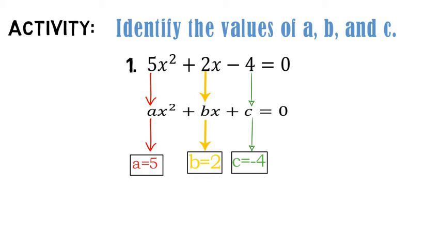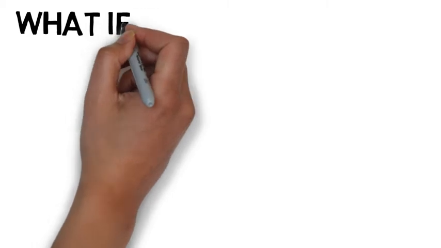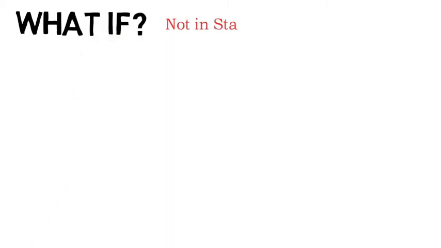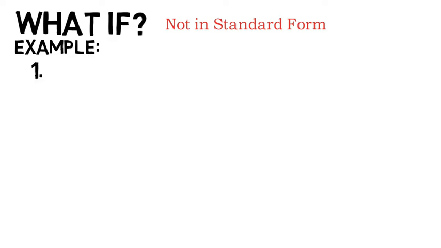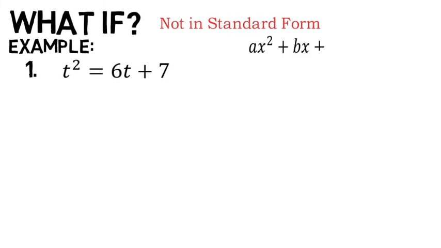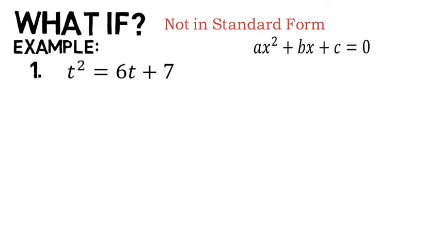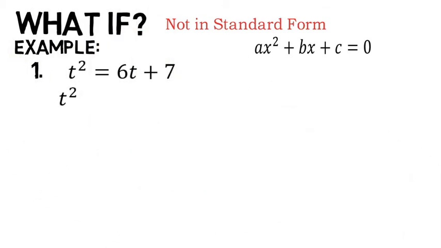What if the given is not written in standard form? So we'll have an activity we call What If Not Written in Standard Form. First example, t squared is equal to 60 plus 7. That is not written in standard form. So how do we write that in standard form? Just simply write t squared, then 60 plus 7.